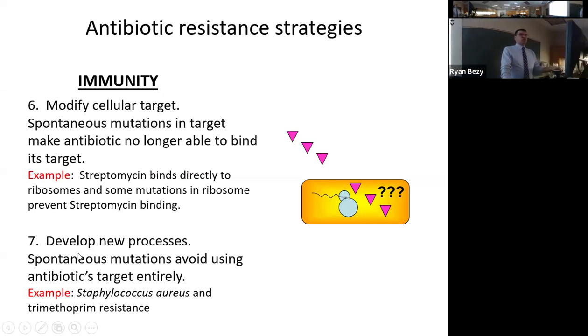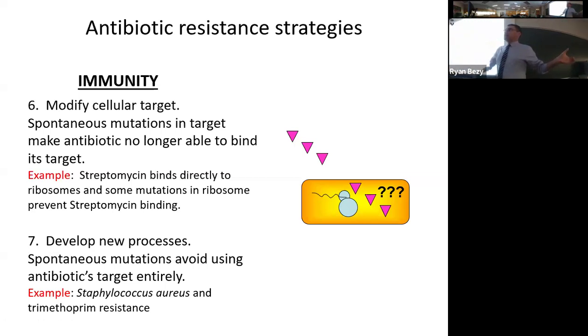This last one is super, super rare. But if you have an antibiotic targeting a process, just evolve a completely new way to do that process. This almost never happens, but it has been observed. Like, for instance, a particular way to make a particular vitamin. There's a couple species of Staphylococcus aureus, and there's an antibiotic called trimethoprim.